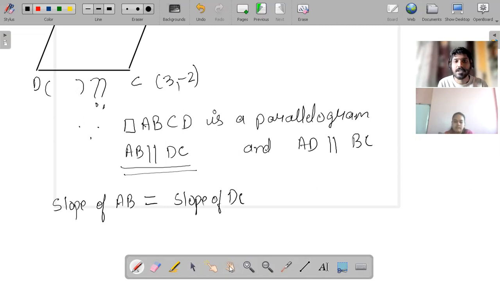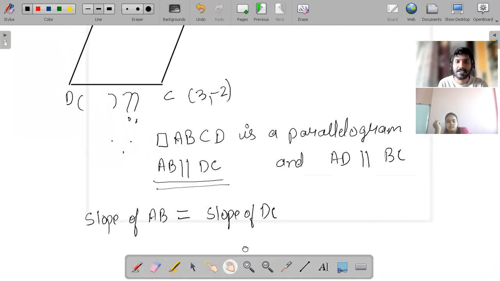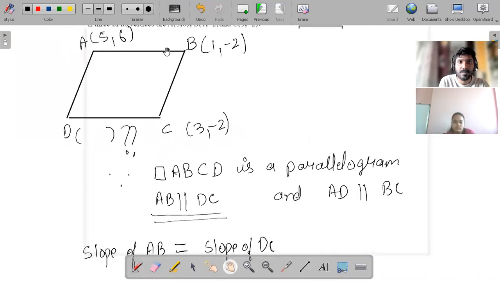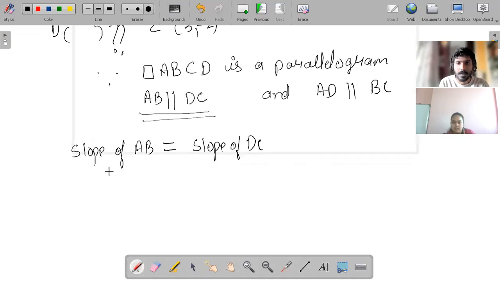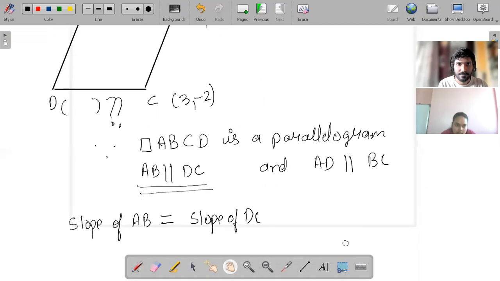Okay. So now we'll find out slope of AB and slope of DC. If you see, AB is A has coordinates 5, 6, B has coordinates 1, -2. Shall I find it out? Okay, find out slope of AB and tell me, and then find out DC. So we'll substitute the values accordingly.